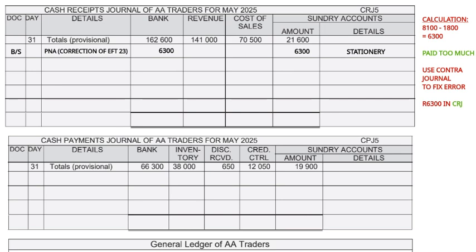So we had to use our contra journal, which is our opposite journal of CPJ. The opposite of CPJ is CRJ. The amount of money that I paid too much, I now use my CRJ to rectify this error so that my bank account and my bank statement balance can balance out.